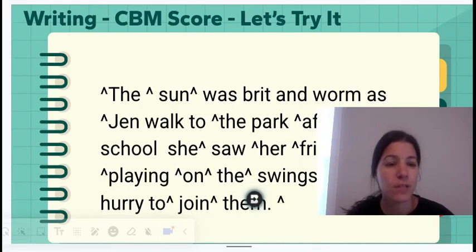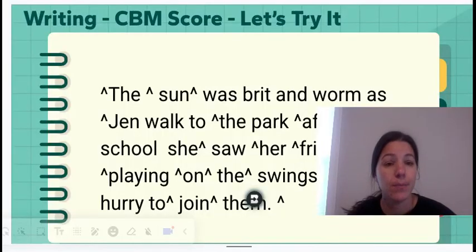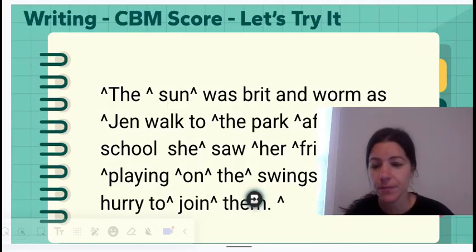You should administer this maybe once in the beginning, middle, and end of the year. The overall goal is that the number of words they're writing improves, the correct words should also improve based off of the instruction they're getting with phoneme-grapheme correspondences, and the correct writing sequences should improve as they're learning those new grammar skills and concepts. So this gives you a good idea of their writing fluency and automaticity.